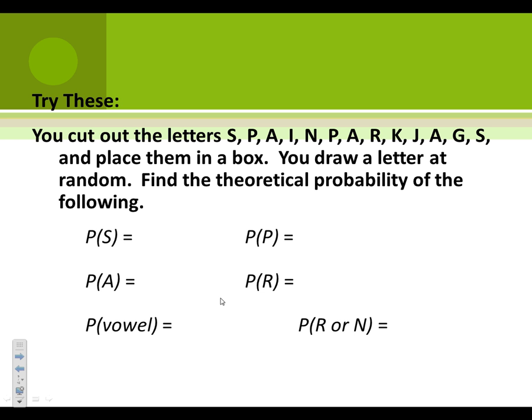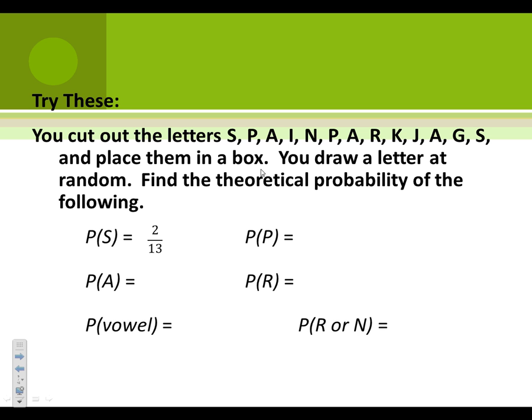Okay, let's look at another example. You cut out the letters of Spain, Park, Jags, and place them in a box. You draw a letter at random, find the theoretical probability of the following. So it's not an experiment. We just need to look and see how many S's do we have. We have one, two S's, so two is going to go on top. And how many letters? 1, 2, 3, 4, 5, 6, 7, 8, 9, 10, 11, 12, 13. So I'm going to have 2 out of 13. Doesn't reduce, so we're good to go.